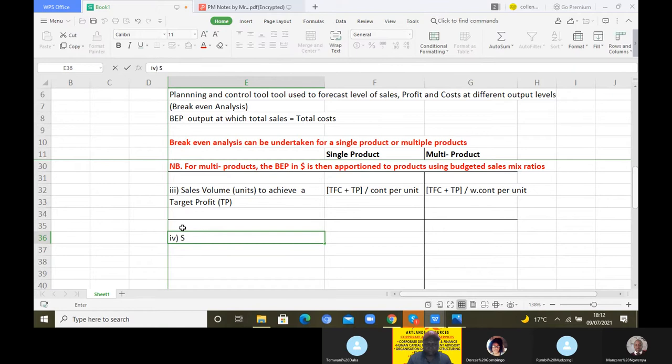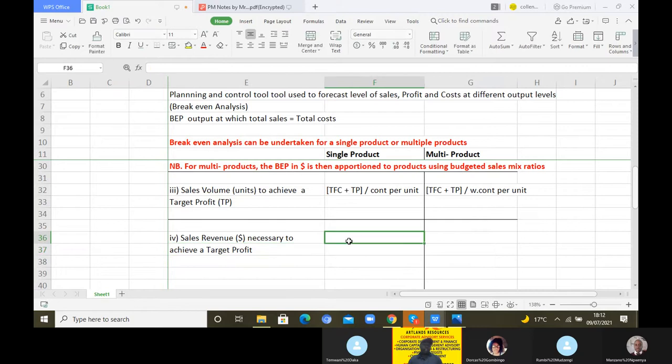And actually, if sales revenue, by revenue we mean dollars, is necessary to achieve a target profit, you now want to know how much you should sell in revenue to achieve a target profit. So again, you simply say total fixed cost plus target profit, then you say divided by the contribution to sales ratio.